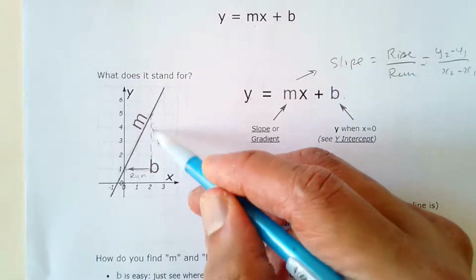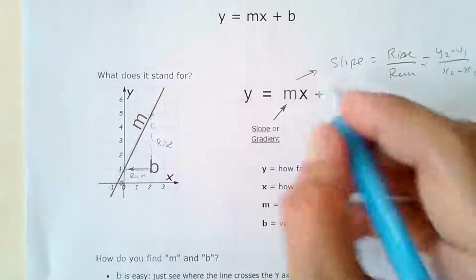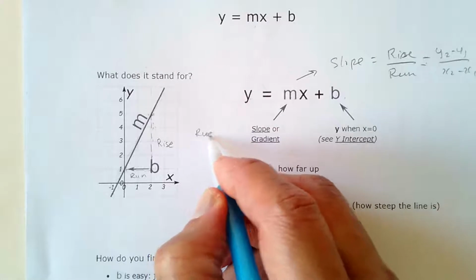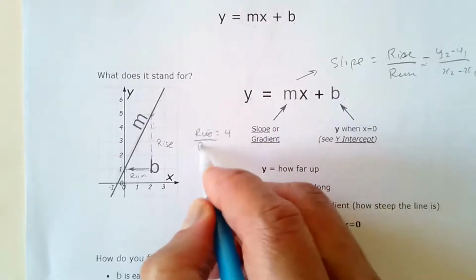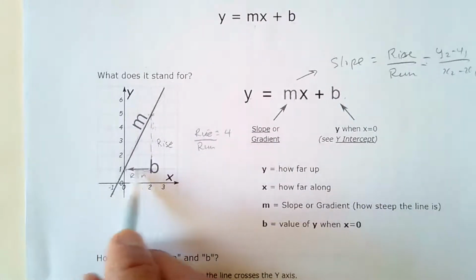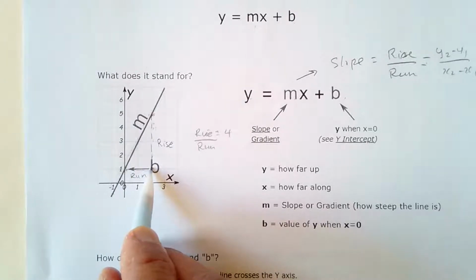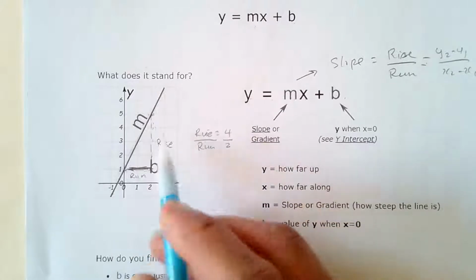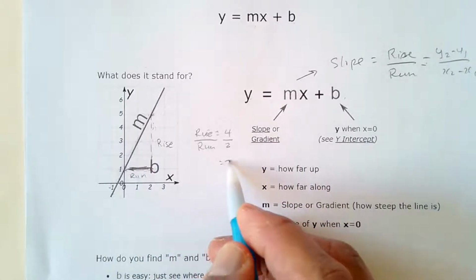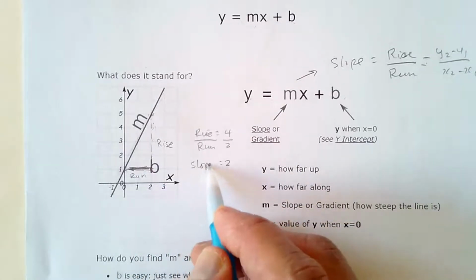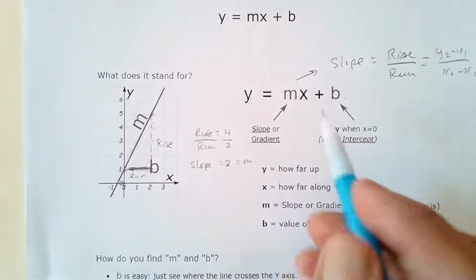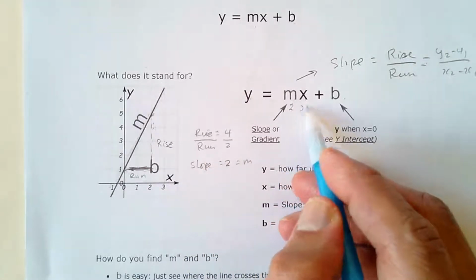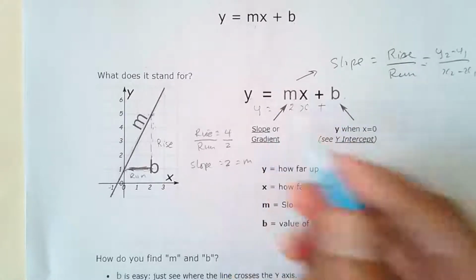So you have 1, 2, 3, 4. So the rise in this case is 4, and the run refers to the distance from, in this case, it would be 2, 1 to here. This is your run. That's 2. So the slope here would be 2, which is equal to m. So the m in this case would be 2. The x remains the variable, y is equal to.